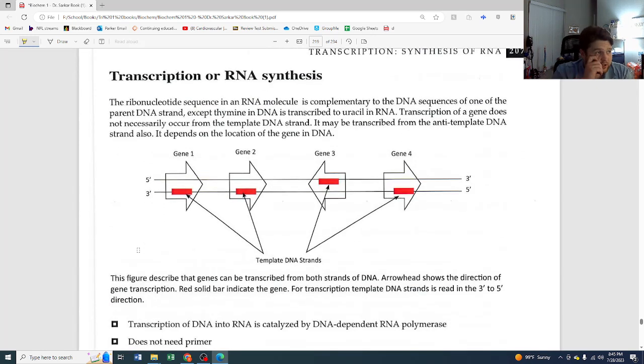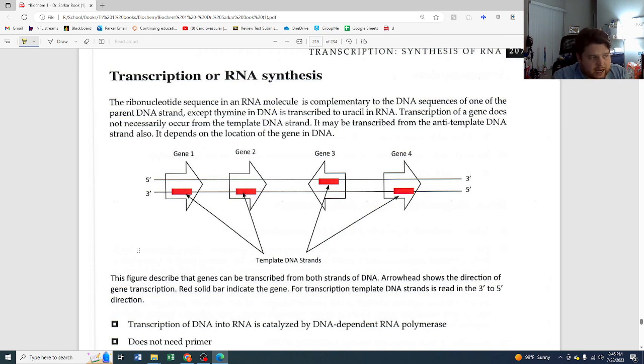So transcription, or RNA synthesis. The ribonucleotide sequence in an RNA molecule is complementary to the DNA sequence of one of the parent DNA strands, except thymine in DNA is transcribed to uracil in RNA. Let me repeat that again. Transcription of a gene does not necessarily occur from the template DNA strand. It may be transcribed from the anti-template DNA strand also. It depends on the location of the gene in the DNA.